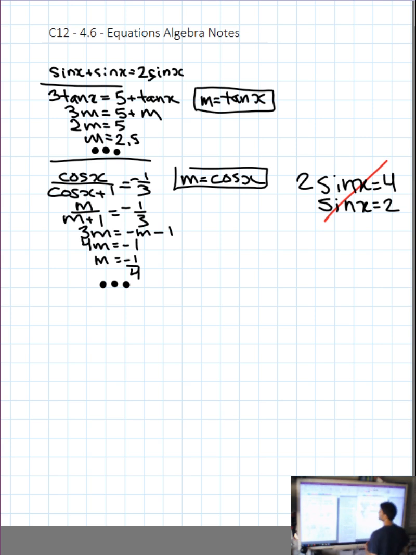This is another interesting little one. I'm just going to do it off to the right. It's inside a box. Sine x equals cos x. Well, that's weird. We can type it in our graphing calculator, y1 equals y2, and figure out the answer. But I can divide both sides by cos x. And if I divide both sides by cos x, I get on the left-hand side sine x over cos x. And on the right-hand side, cos x divided by cos x is simply 1.